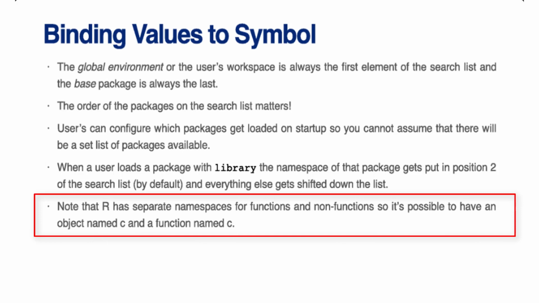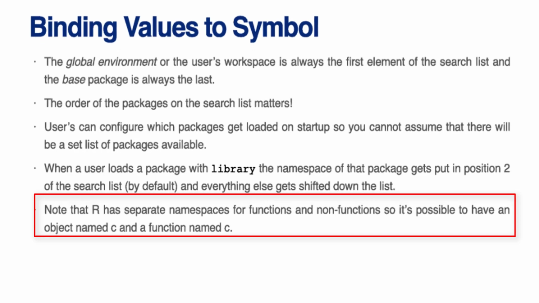One thing to note is that R has separate namespaces for functions and non-functions. So it is possible to have an object named c somewhere and a function named c. Of course, in your global environment there can only be one symbol named c, but it's possible to have, for example, a vector named c, and that won't necessarily interfere with the function that already exists that's also named c.